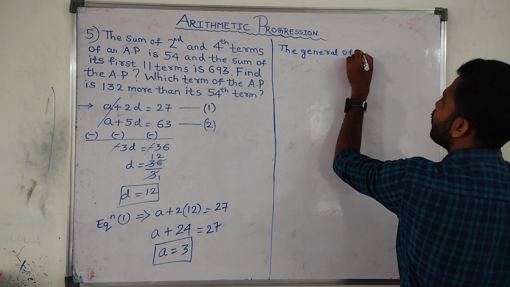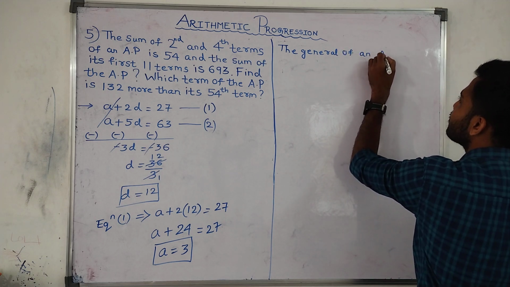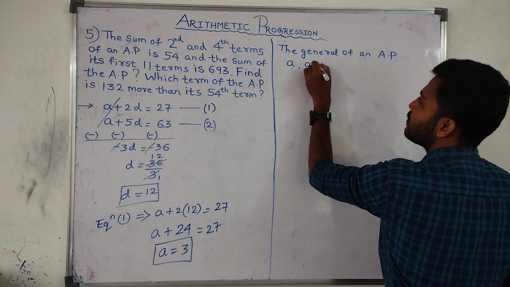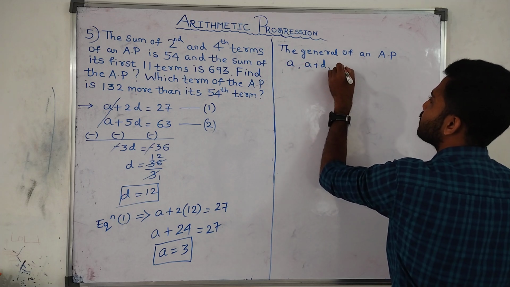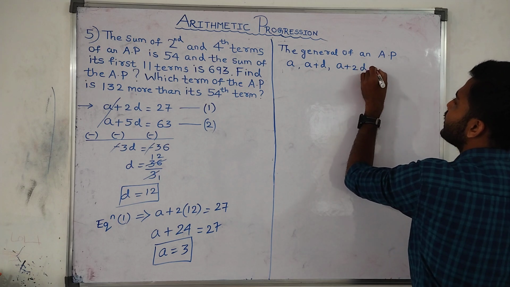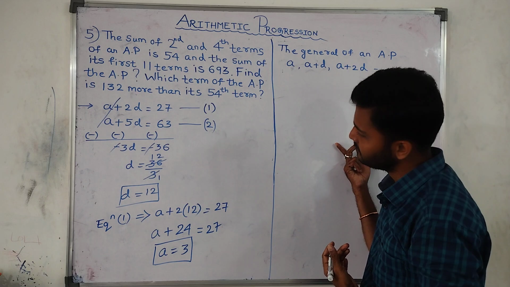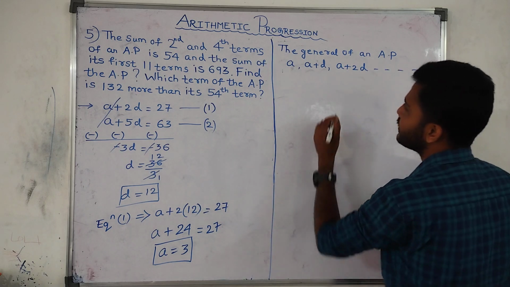General form of an AP is a, a plus d, a plus 2d and so on, right? So can we write our arithmetic progression? Yes, substitute the values of a and d.